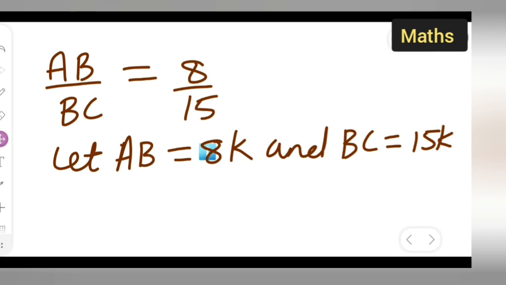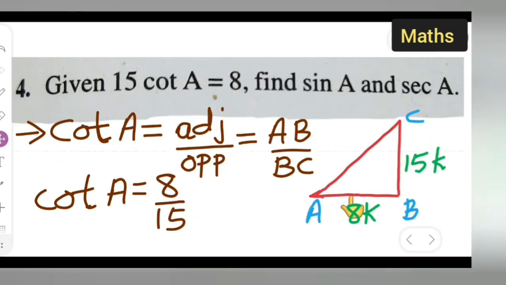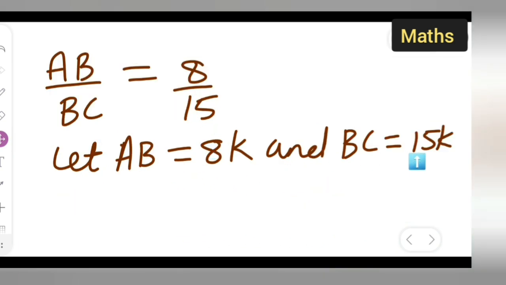Now let me explain the diagram. First you have to draw a triangle ABC. This will be 90 degrees over here, and this AB is your adjacent side of A. So AB is 8k. And this is your opposite side of A, that is BC, which is 15k. So we take AB to be 8k and BC to be 15k. On the next page I have already written it.